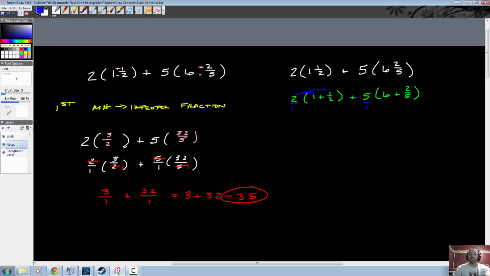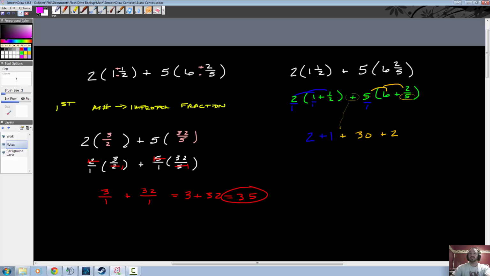And when I do that, I'm multiplying across the tops. You can think of the whole number as 1 over 1. So now here I have 2 times 1 is 2 plus 2 times 1/2. Well, that's really 2 divided by 2 is 1 times 1 is 1. Okay, so that's that piece. Over here, if I distribute, I have 5 times 6 is, this plus came from here, by the way. 5 times 6 is 30. 5 divided by 5 is 1 times 2 is 2.